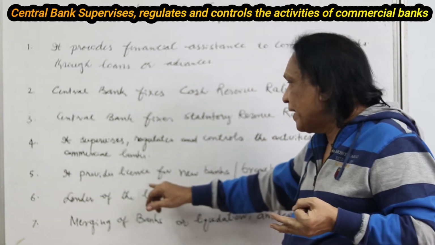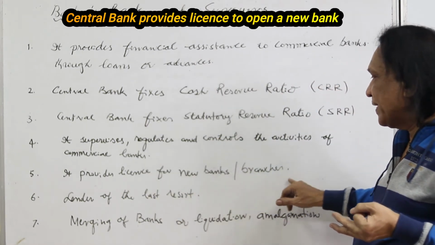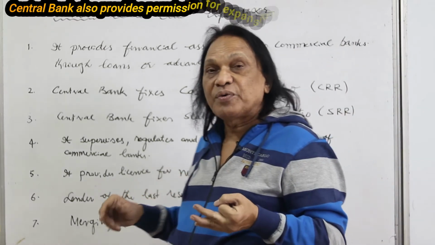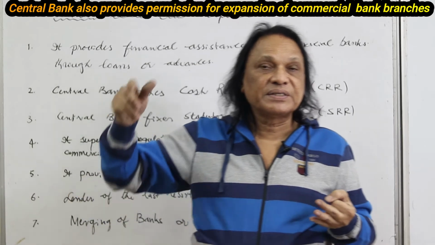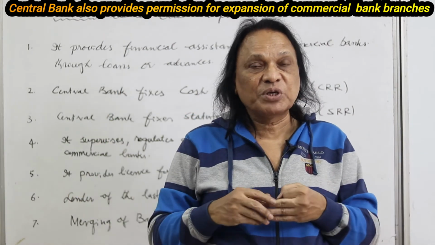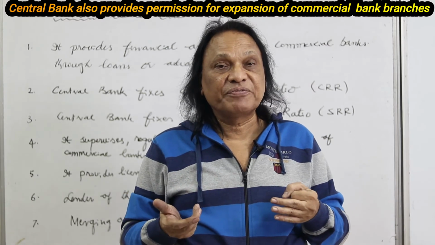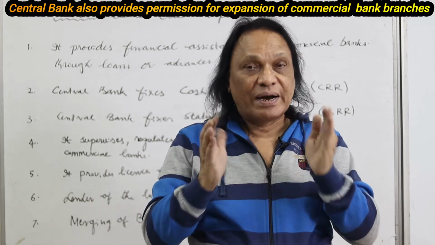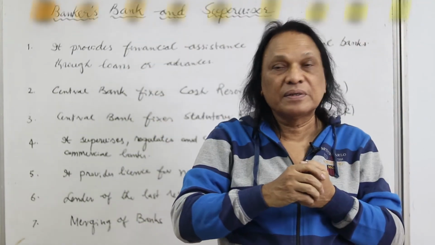And the next point you have, it provides license for new banks. I told you on branches. It can give license to any industry or firm to open a bank, and for the branch expansion of a commercial bank. If the SBI, State Bank of India, or ICICI wants to expand their branches, they have to take permission from the central bank.